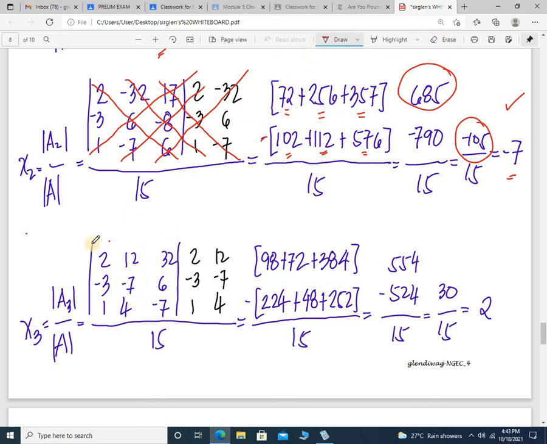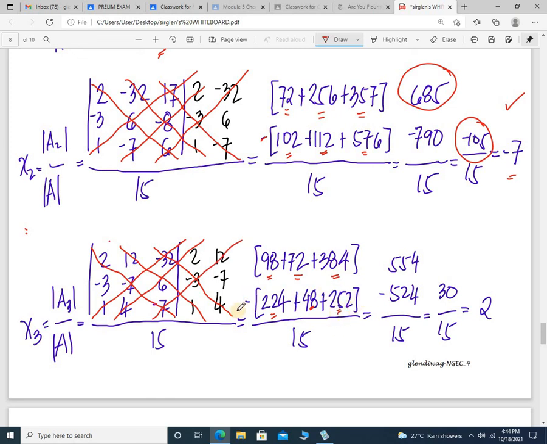And now we proceed with our solution. The first diagonal: 2 times negative 7 and negative 7. That would give you a positive 98. 12 times 6 times 1 is 72. This one is negative 32 times negative 3 times 4, which is a positive 384. Minus the second grouping. This is a diagonal going up. So 1 times negative 7 times negative 32 should be positive 224. 4 times 6 times 2 is 48. Negative 7 times negative 3 times 12 is positive 252.